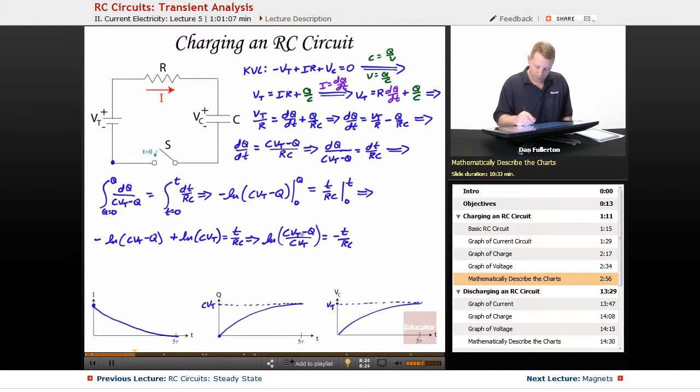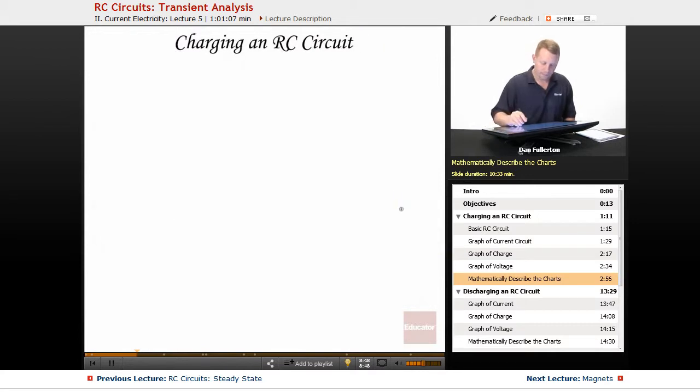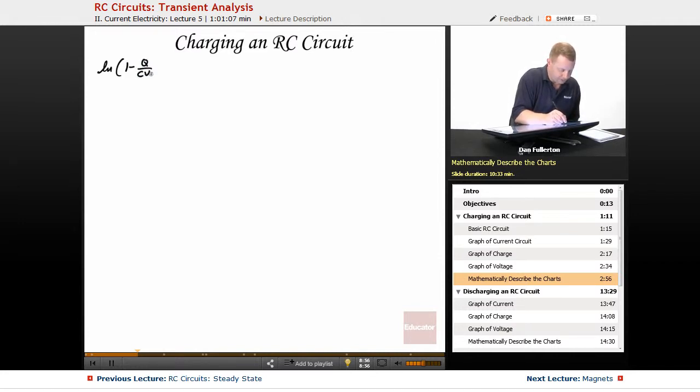All right, so we can simplify this left-hand side a little bit too. So that means that the log of, well, that could be 1 minus q over CVT equals minus t over RC. And I'm starting to run out of room, so let's carry this over onto our next screen here. All right, we have the log of 1 minus q over CVT equals minus t over RC.